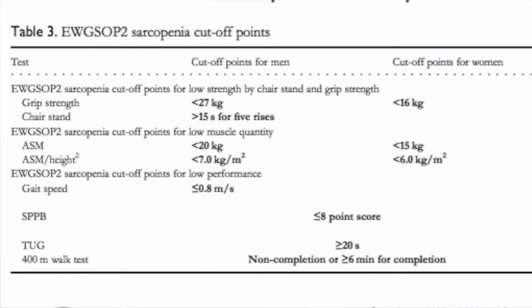After this, you can reset the meter and repeat the test 2 more times on the dominant side. Then switch and perform tests 3 times on the non-dominant side. After this, you should take the highest value and compare it to the cutoff points set by the European Working Group on Sarcopenia in Older People. As seen, everything below 27 kilograms for men and 16 kilograms for women indicates probable sarcopenia.